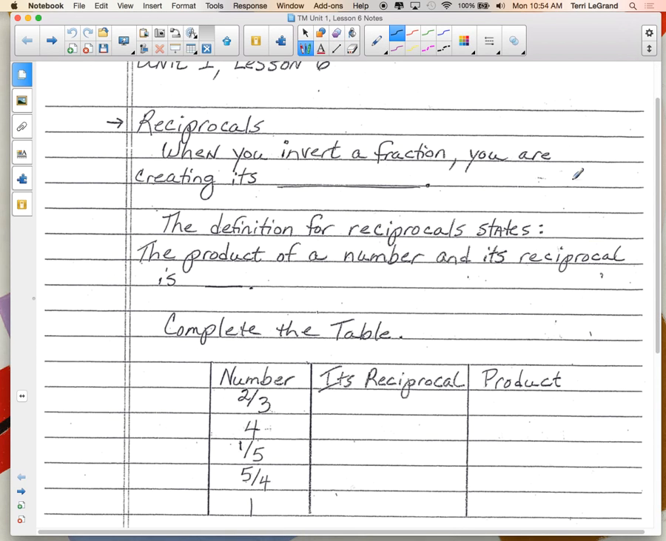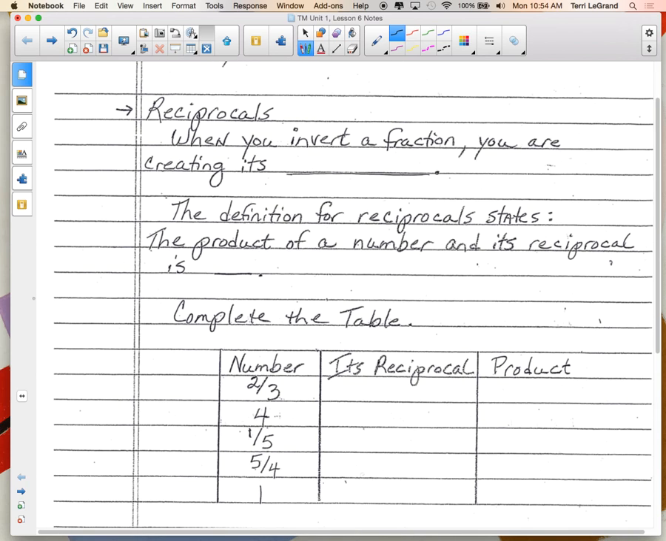Okay, well, when we're doing those division problems and we invert the fraction, we are creating a reciprocal. Okay, we're creating its reciprocal. So if I have to invert 1/3, I am now creating its reciprocal. So when I invert 1/3, what do I get? Cheyenne? 3/1. So we just created 1/3's reciprocal, 3/1.